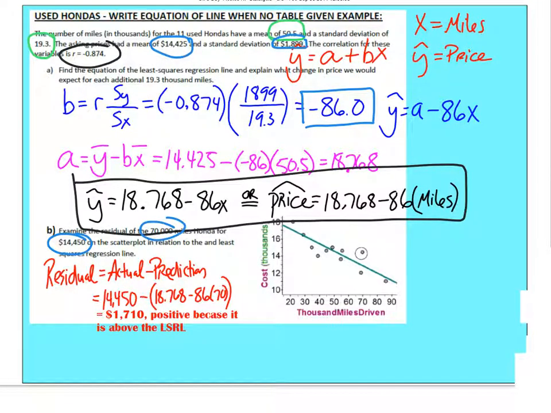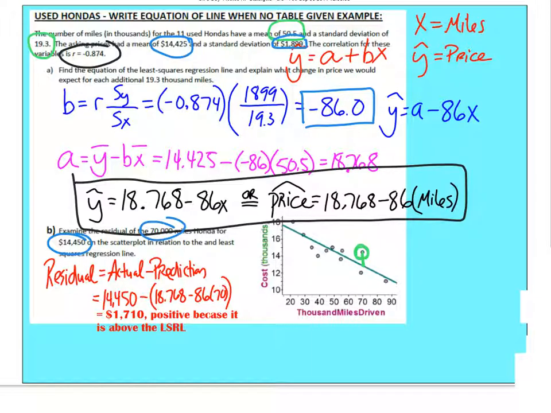Remember, that's showing that the actual is larger than the prediction. So the actual value is $1,710 more than what the predicted model would say. If we look at this piece of data, that's the CRV we're looking at. Notice if I drop down a vertical line, this data point is above the predictor, which should make sense because the actual is larger than the prediction. If actual is larger than prediction, the actual scatter plot dot will be above the least squares regression line, and your residual will be positive.